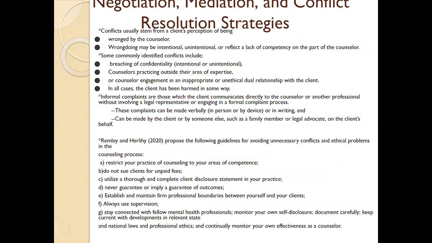Negotiation, mediation, and conflict resolution strategies. Sometimes, as people working in this field, conflict may arise based on the client's perspective of being wronged by the clinician or the counselor, through wrongdoing, intentional or unintentional, or lack of competence. I know they always say we have to be careful working with the population that we're working with, because some people, just because of their areas of need, their diagnosis or whatever they are going through, become very sensitive to things. So we need to be careful about the language that we use with the individuals that we work with.